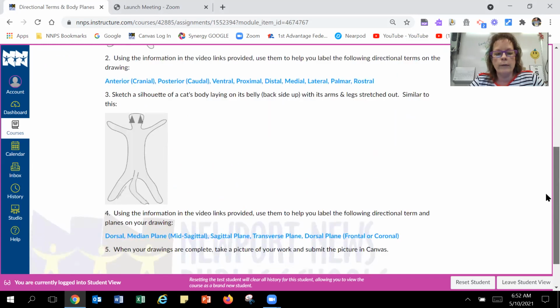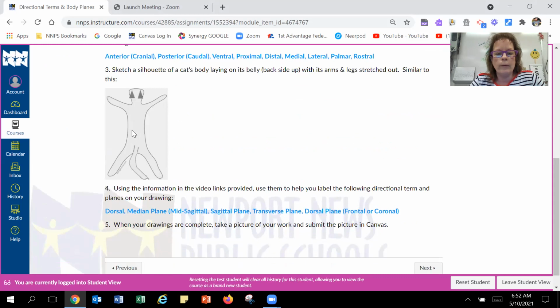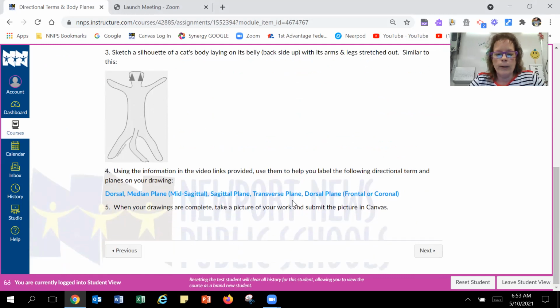Then you're going to draw a second picture. This time he's laying with his back facing up, which is why I put the little ears and the tail. But again, you don't necessarily have to put those. And you are going to label these terms on the back side. When your drawings are complete, you're going to take a picture of your work and submit the pictures in Canvas.